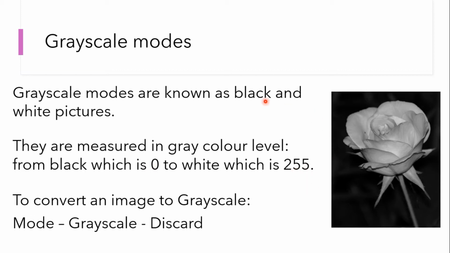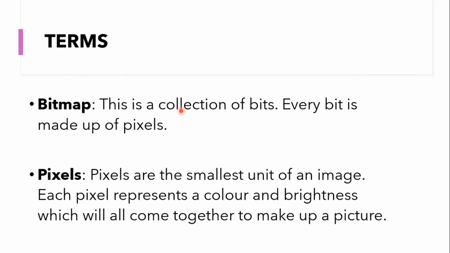Alright, so we're going to now move on to the next aspect where we need to look at some basic terms. The first one here is bitmap. Bitmap is a collection of bits. Every bit is made up of pixels. Now, a bitmap picture is generally known as a raster image. That means they contain pixels. This also means that image was gotten basically from a camera.